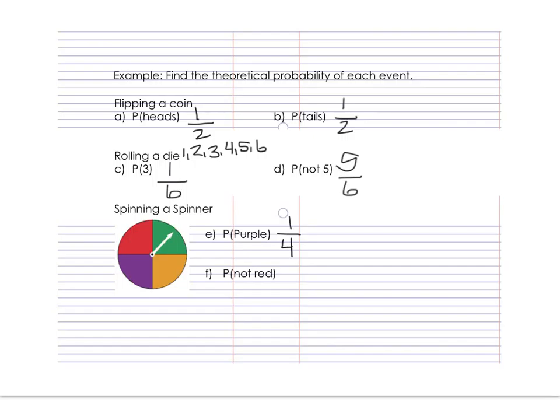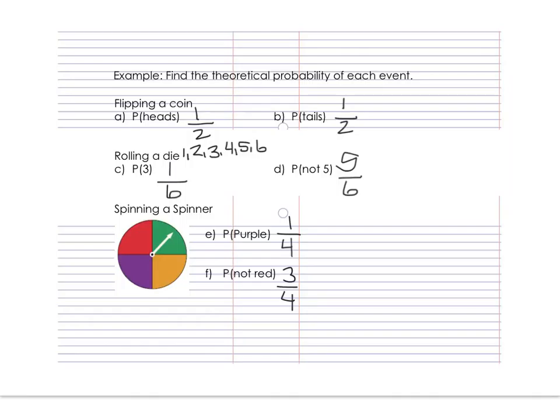Let's think about the probability of not getting red. So again, I want to think about how many ways can I not get red? 1, 2, 3. And there are 4 ways, 4 colors that I could land on. So about 75% of the time, I'm not getting red.